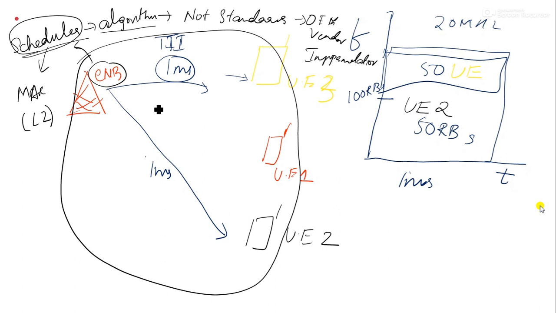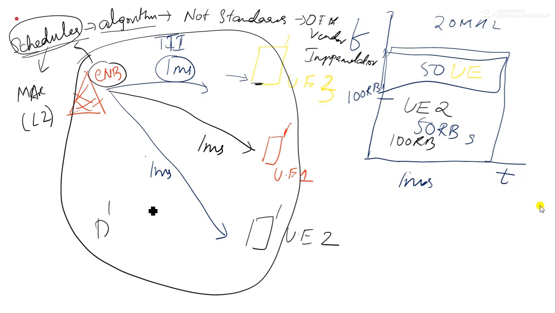So how does the scheduling algorithm work? It depends on various factors. It might be that this UE might be given 50 resource blocks. In the next instance, let's say this UE will get 1 millisecond, complete 1 millisecond of 100 resource blocks. This might also be possible.